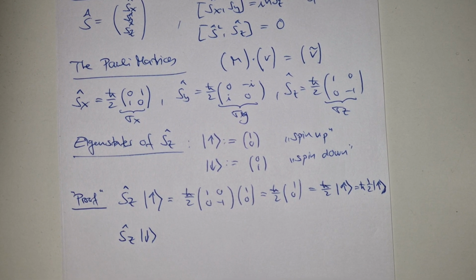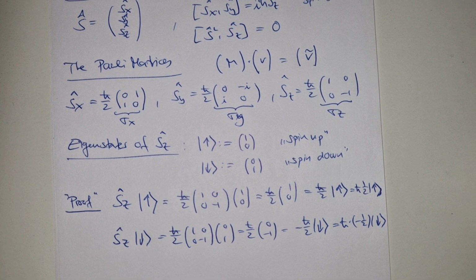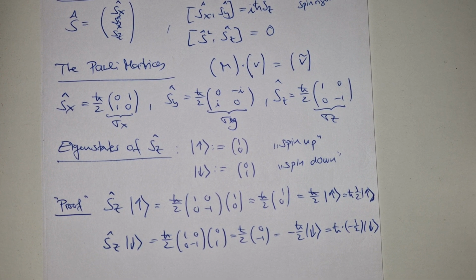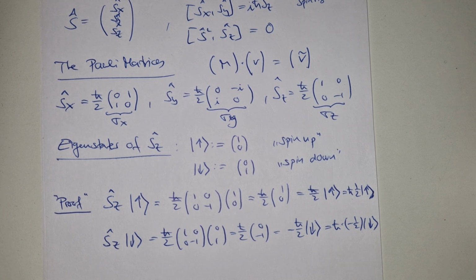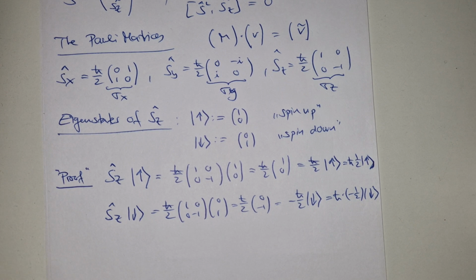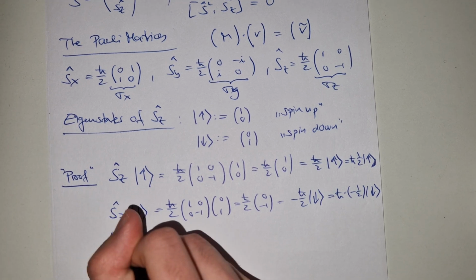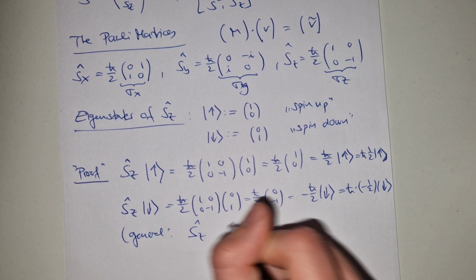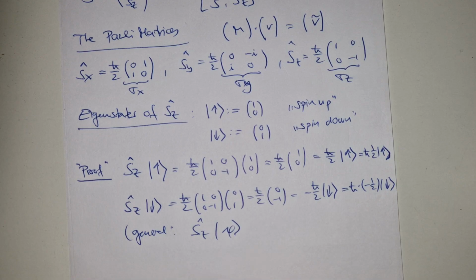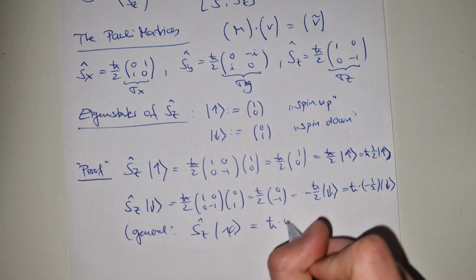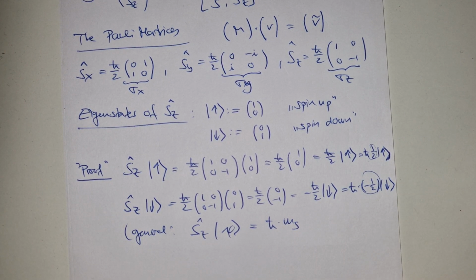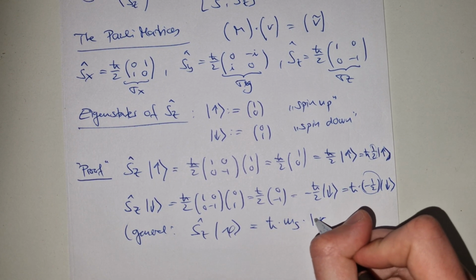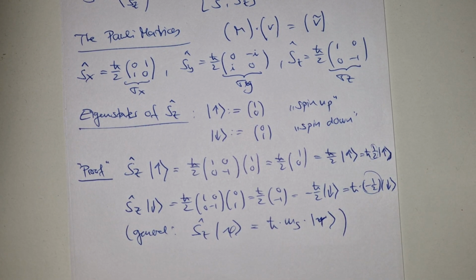Same thing for spin down. If you apply the SZ operator to the spin down state, what you get is some number, in that case h bar times minus 1/2 times the spin down state again. So the spin down state indeed is also an eigenstate of the SZ operator. And a general rule maybe is if you apply the SZ operator to some quantum state psi, then what you get is h bar times the spin m number, which in this case was 1/2 or minus 1/2, times the state again.